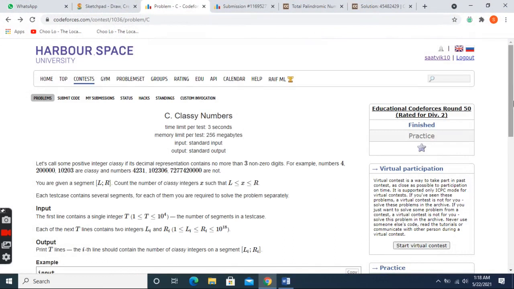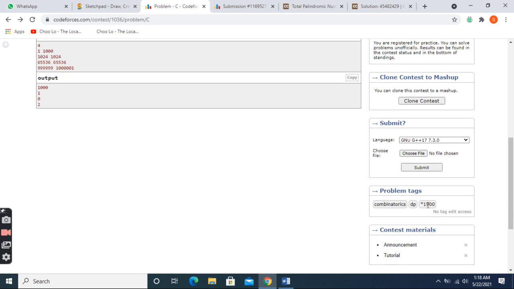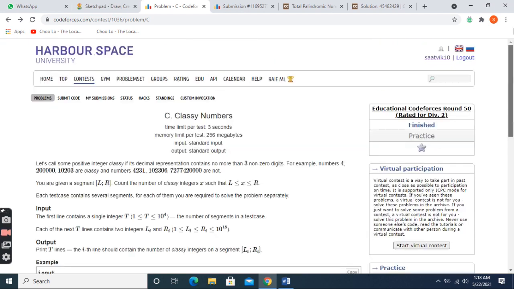This problem is from Codeforces, and the link to this problem is given in the document, and the link to the document is in the video description. This problem's difficulty level is 1900. So let us read the statement. Let's call some positive integer class C if its decimal representation contains no more than 3 non-zero digits. For example, these numbers are class C because their decimal representation contains no more than 3 non-zero digits, and these numbers are not. You are given a segment L, R. Count the number of class C integers x such that x lies between L and R inclusive.